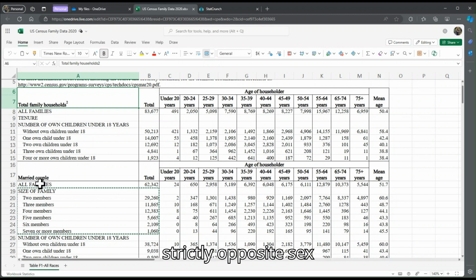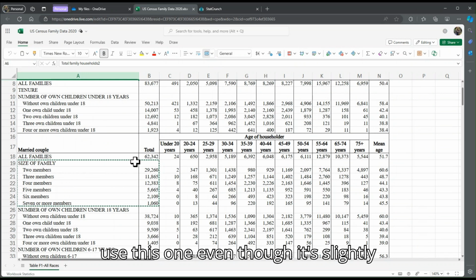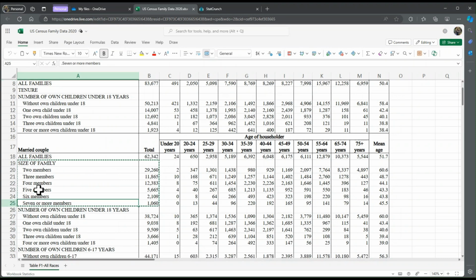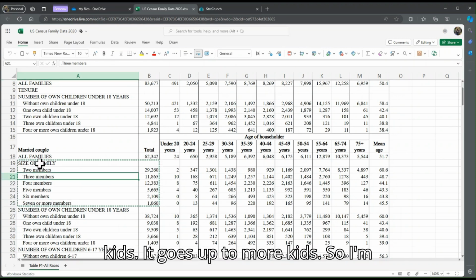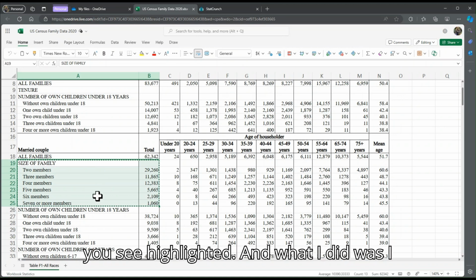So this would be strictly opposite sex couples. But I'm going to use this one, even though it's slightly smaller, because it goes up to more kids. It goes up to more kids. So I'm going to use this data right here that you see highlighted.